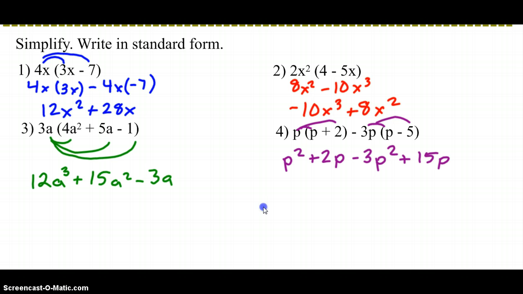Now again, writing in standard form is important. Also simplifying is important. You notice here we have a p squared and a minus 3p squared. I want to combine those. And then I have a 2p and a 15p. Combine those as well. We get plus 17p. All right.